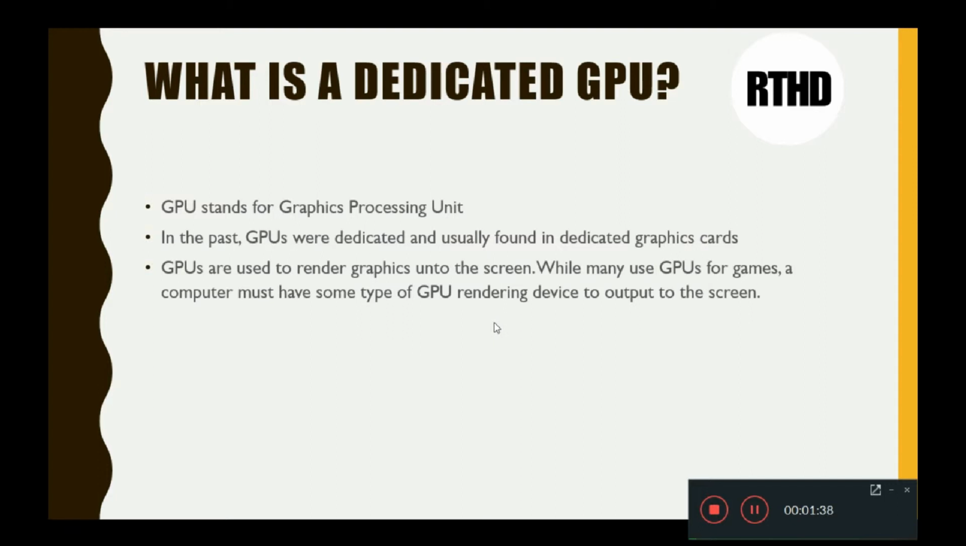And so let's get over to what is a dedicated GPU. A GPU stands for Graphics Processing Unit. In the past, GPUs were dedicated and usually found in dedicated graphics cards. And GPUs are used to render graphics onto the screen. While many use GPUs for games, a computer must have some type of GPU rendering device to output to the screen. So the fact that you are actually looking at a screen right now means that your computer has to have some type of GPU.